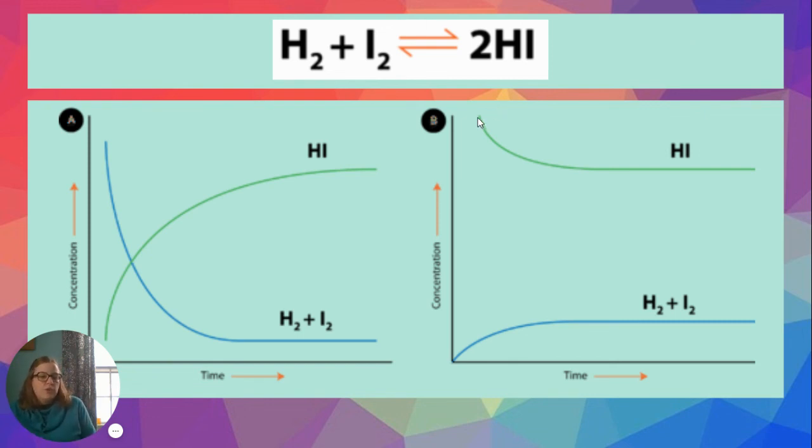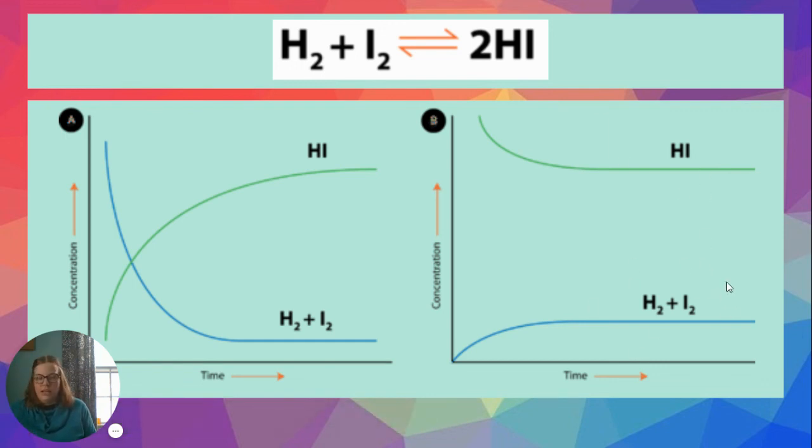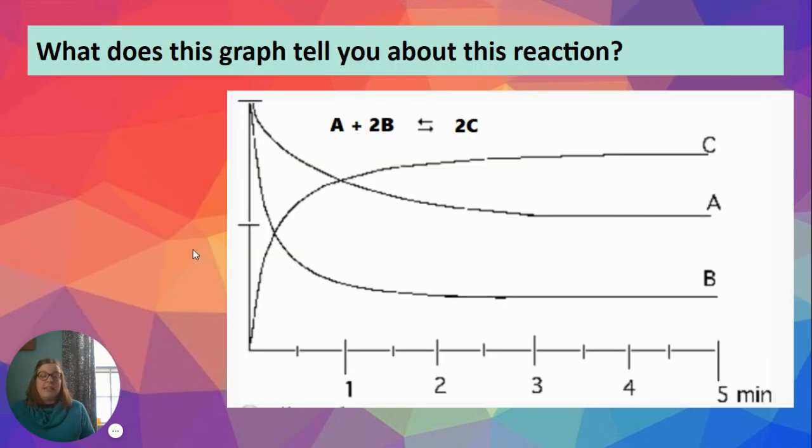And this graph shows that I have some HI that turns into my products. Again, the ratio is not great. But what is important in this one is that we do reach that plateau and that my ratio of HI is still greater in concentration than the H2 and the I2, which still makes me know that this is a product favored process. All right, we're going to take a look at this graph.